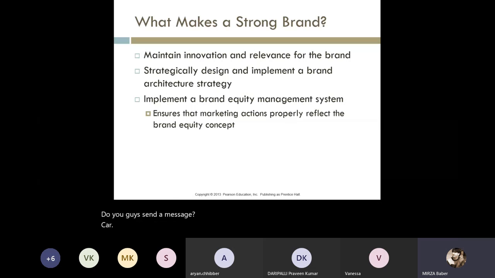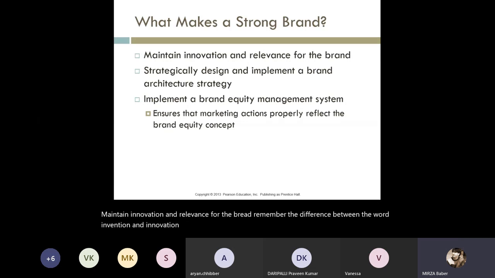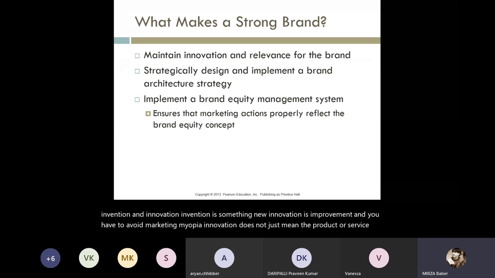Maintain innovation and relevance for the brand. Remember the difference between the word invention and innovation. Invention is something new. Innovation is improvement. And you have to avoid marketing myopia. Innovation does not just mean in the product or service. It could be in the image. It could be in the brand association. It could be the way you want to be seen as well.